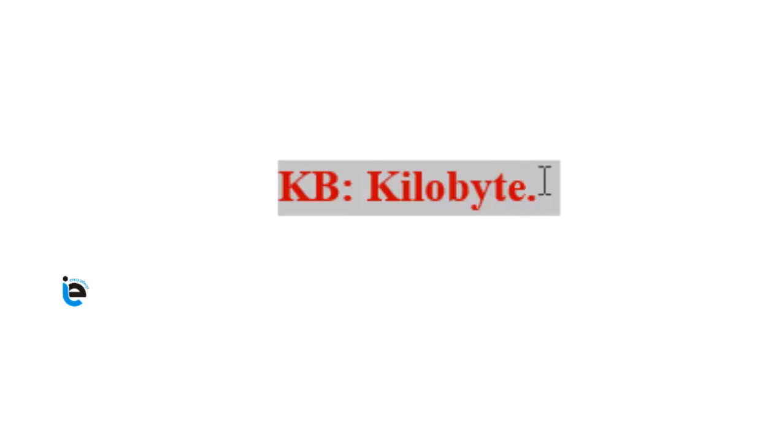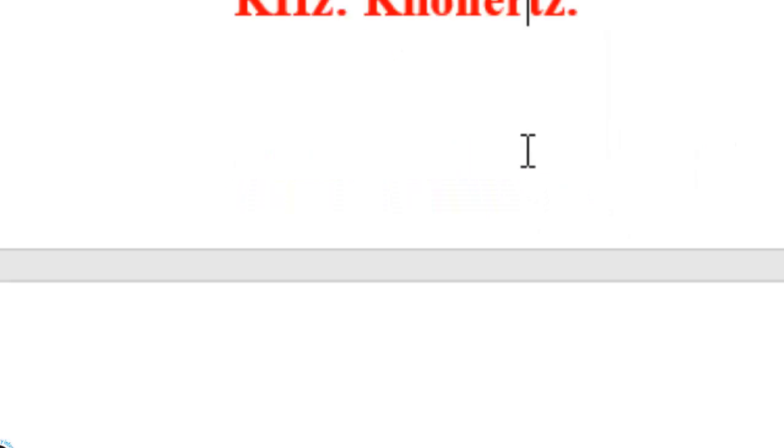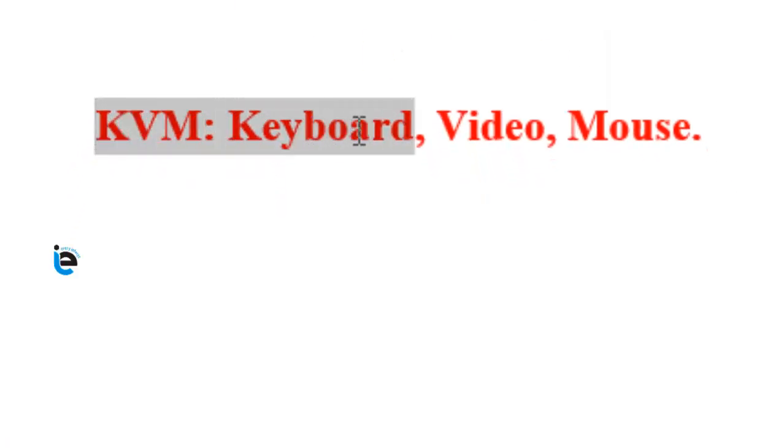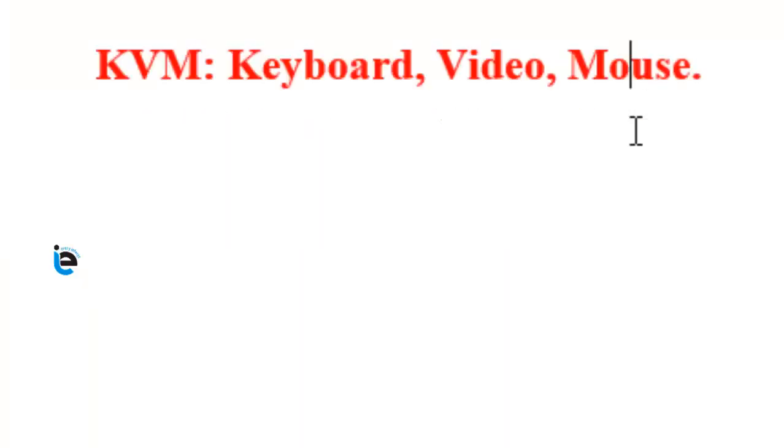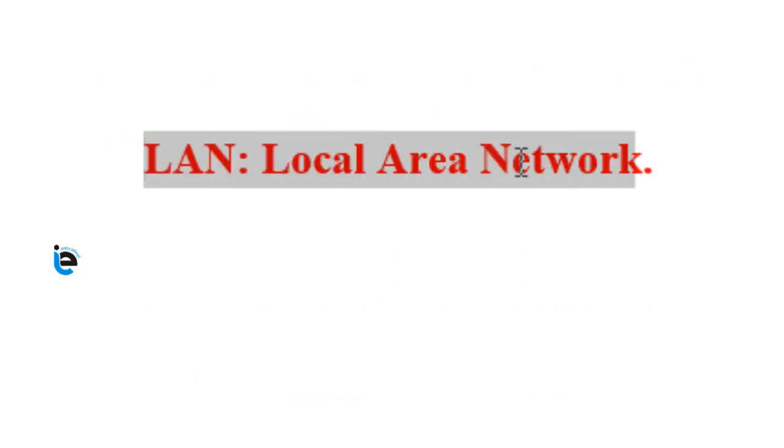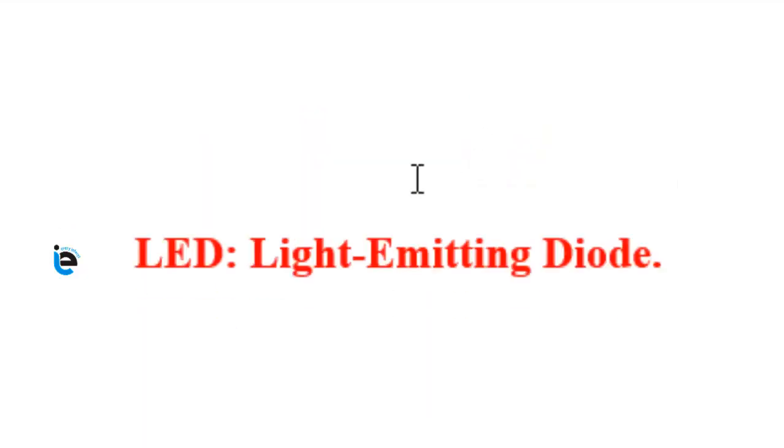KB stands for Kilobyte. KB stands for Kilobit. KHZ stands for Kilohertz. KVM stands for Keyboard Video Mouse. LAN stands for Local Area Network. And WAN stands for Wide Area Network.